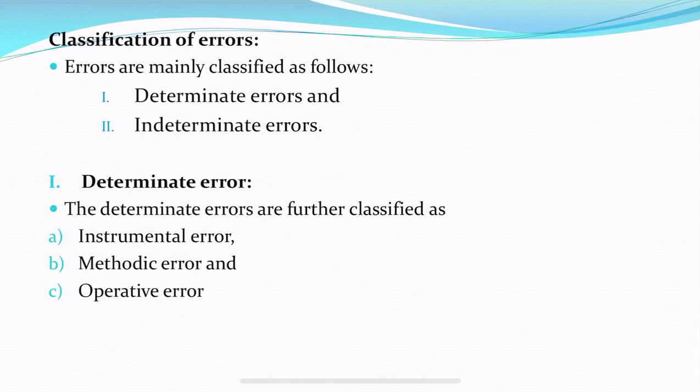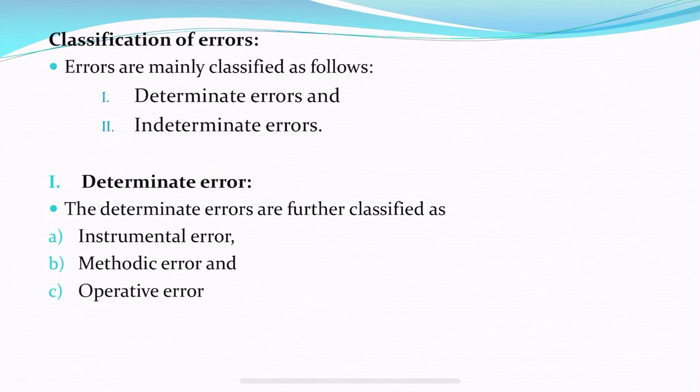Okay, so related to error, the different types of error, and how we measure the error in terms of percentage and in terms of parts per thousand, all these things we understood in my previous class. In this session, let us understand how we are going to classify the errors. As I said in my previous class, errors are mainly classified as two types: one is determinate errors and another one is indeterminate errors.